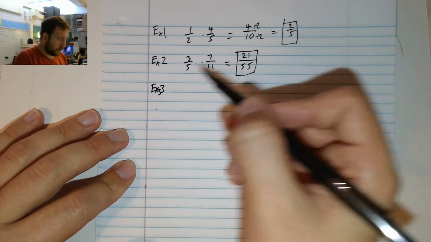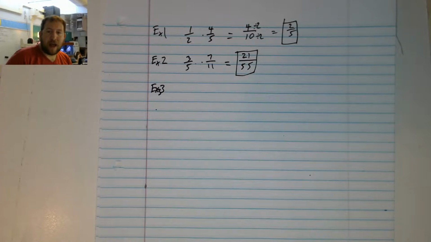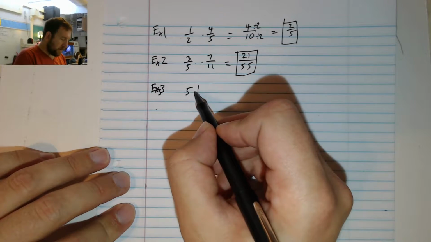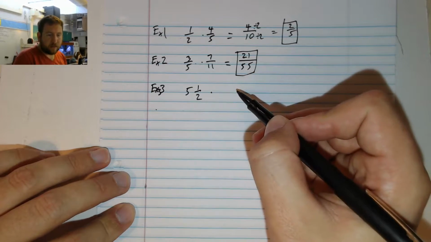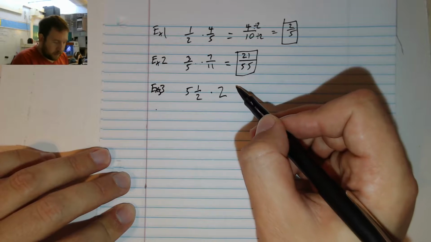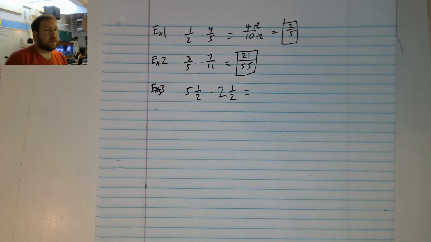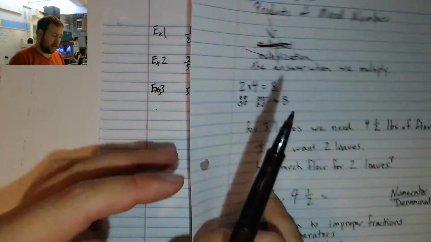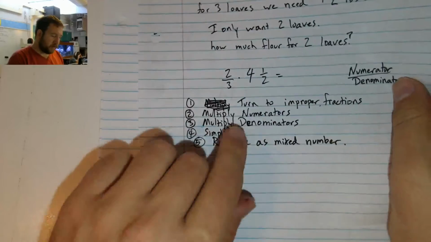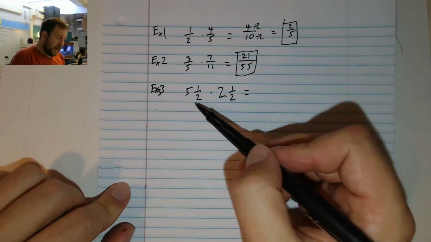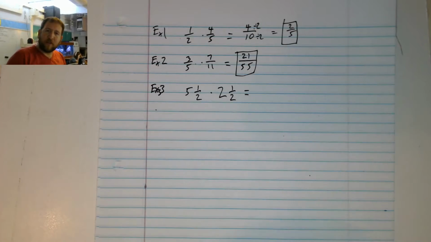Example 3. Now this time I'm going to add in some of those mixed numbers so we kind of know what to do. Let's take a look at 5 and a half times 2 and a half. So when we're going to do this one, we are going to need to do that first initial step. And our first step, remember, was to turn to improper fractions. So that means I need to take these and turn them into just fractions.